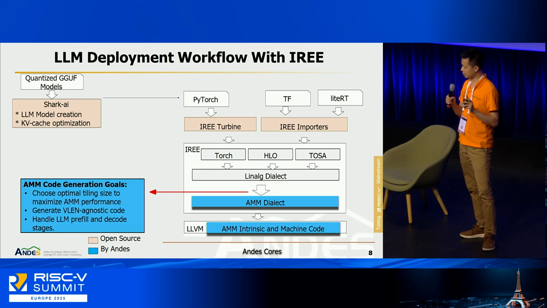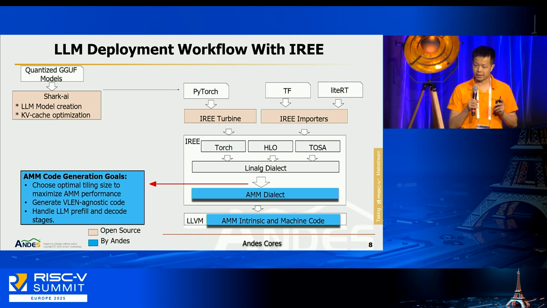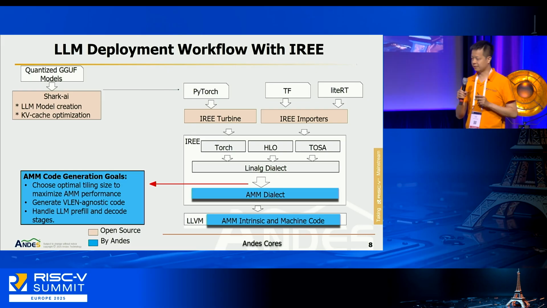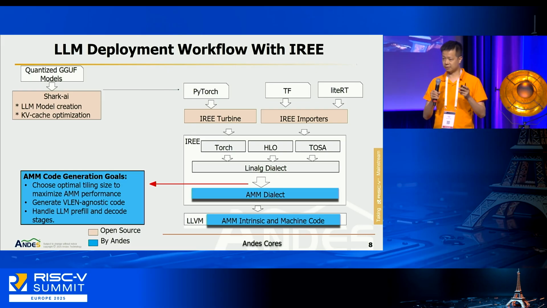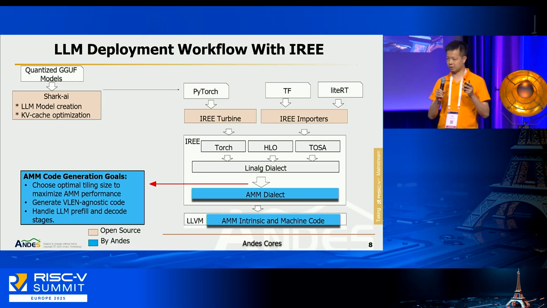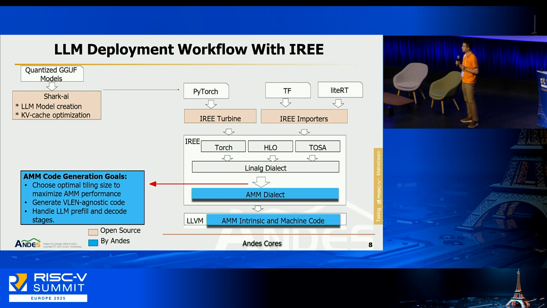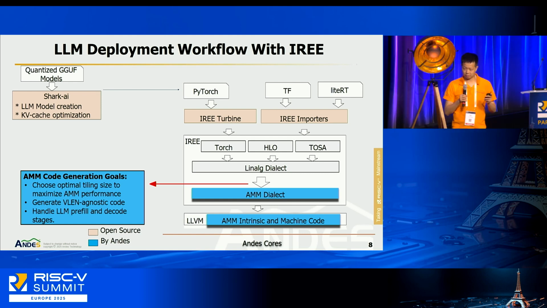And then the IREE compiler lowers the high-level torch dialect into the linear algebra dialect. At this point, we identify the matrix multiplication patterns and convert them into our AMM dialect. Finally, the AMM dialect is further translated into LLVM to generate machine code for the cores. So now let's see how our code generation path selects the best tile size, generates VLEN-agnostic code, and handles the 2 stages of LLM.